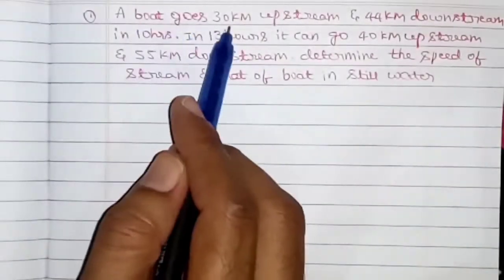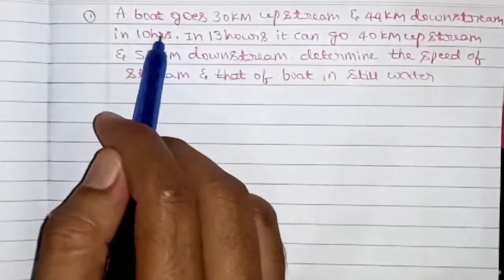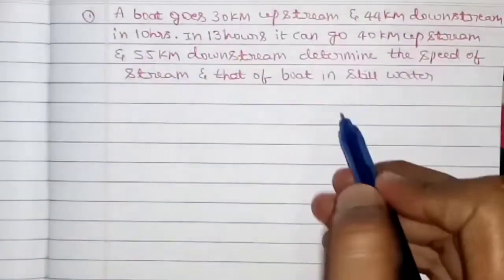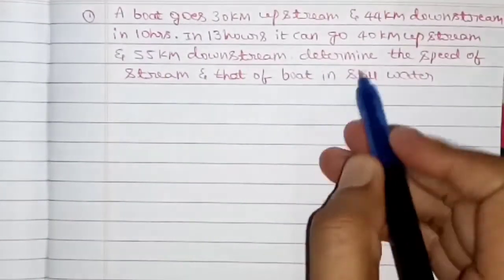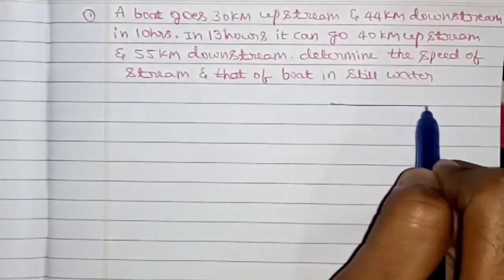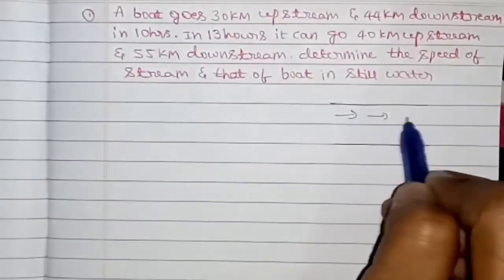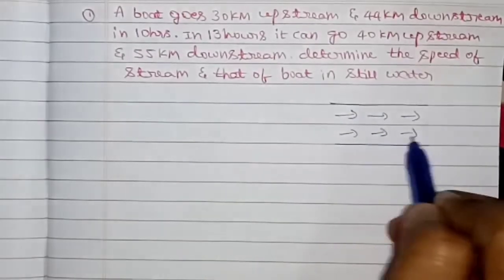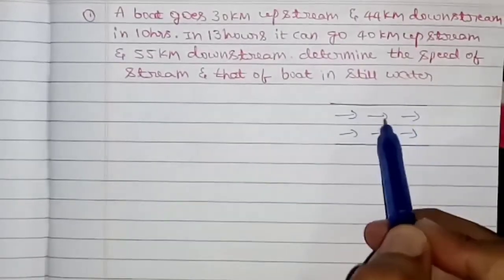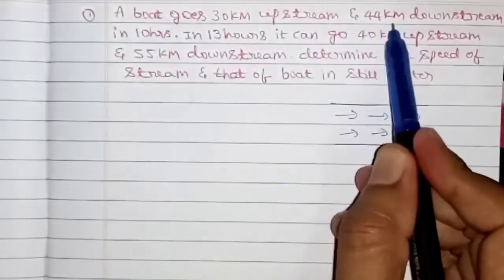A boat goes 30 km upstream and 44 km downstream. A boat is moving in a river, right? Let me explain this by drawing a figure. Consider this as a river, which is flowing in this direction. The water is flowing in this direction. The boat is moving in this river, right?